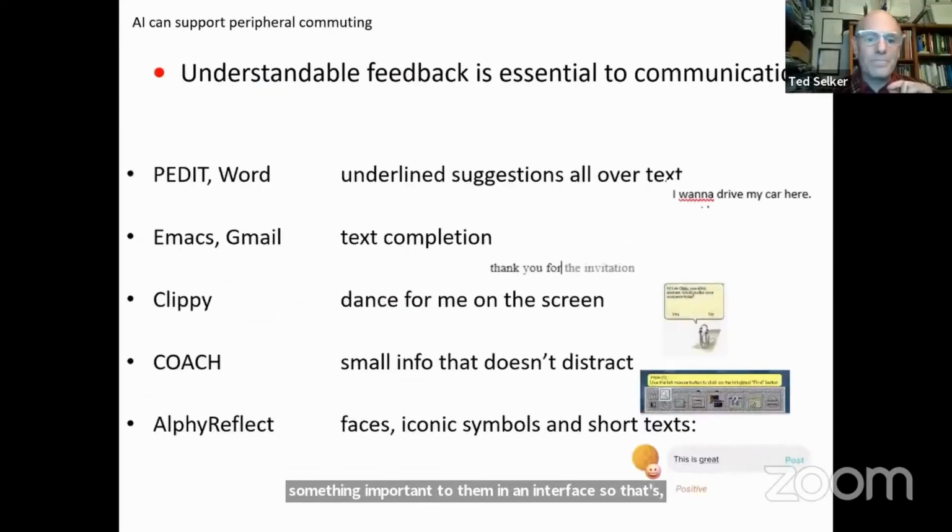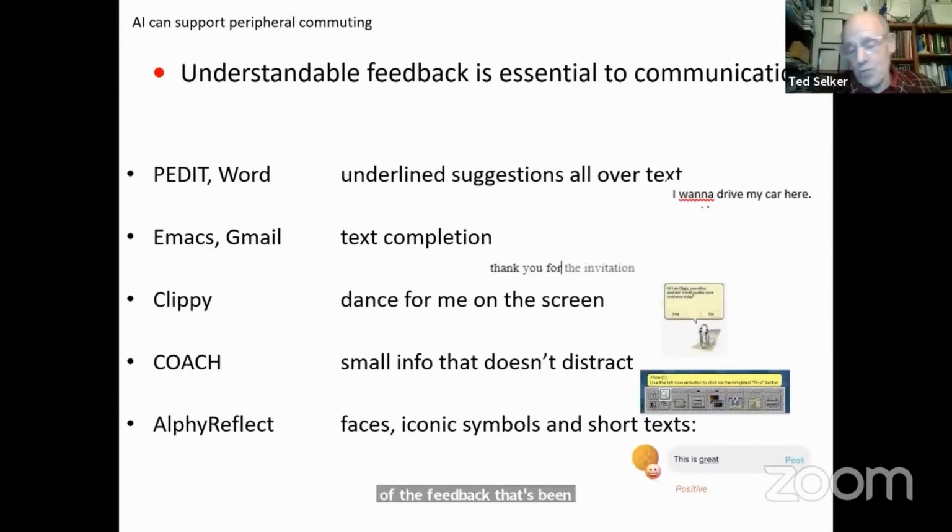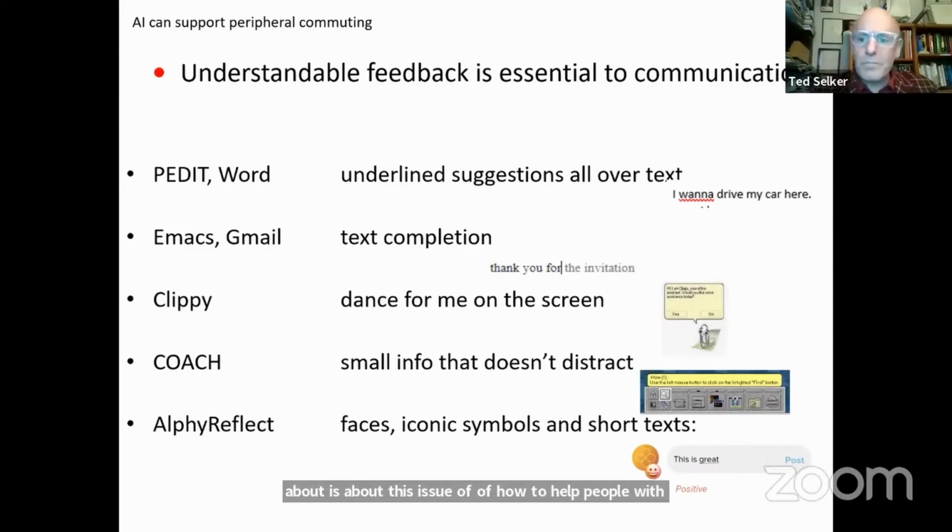I'm going to talk about some of the feedback that's been given in various communication, because the rest of this talk is about how to help people with their communication using AI. So back in the beginning, a guy named George Heidorn made something called Pettit, and he underlined suggestions all over the text on IBM email systems and text editing systems, and improved people's writing.